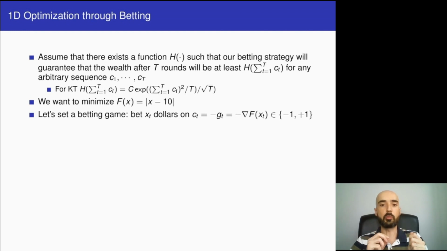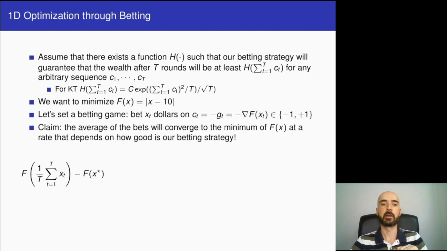If you know how much money you were betting on which side and you know the coin, now you know if you win or lose money. You pass this information to the betting strategy. The betting strategy tells you what is the amount of money that you should bet in the next round, and that is the next x of t. That's it. This is the entire reduction.